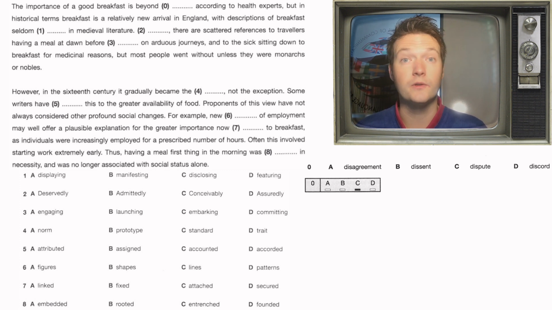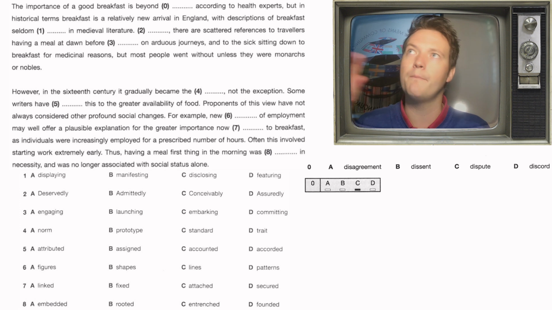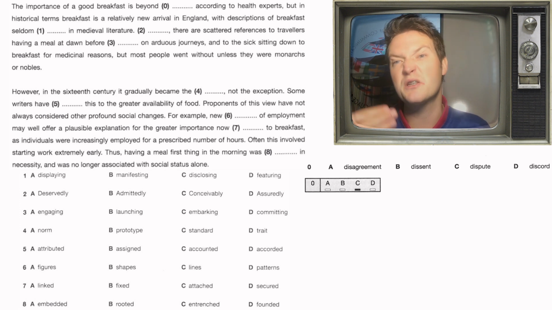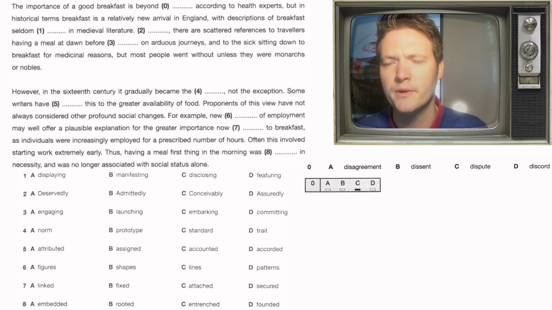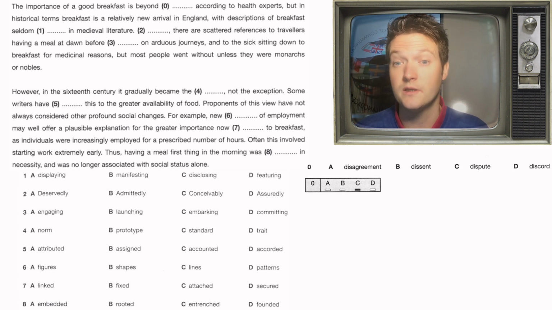descriptions. So first of all, display. I don't think display is an intransitive verb. So I don't think a description can display. Could it work in a passive sense? Could a description be displayed by someone? Maybe, but it really wouldn't be a very common way of using the word display. No, I don't think that would be right, even if it was in a passive sentence, and this is not. It says descriptions of breakfast seldom displaying in medieval literature. No, a description cannot display.